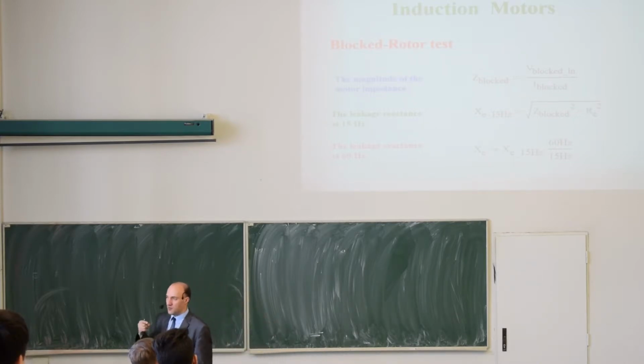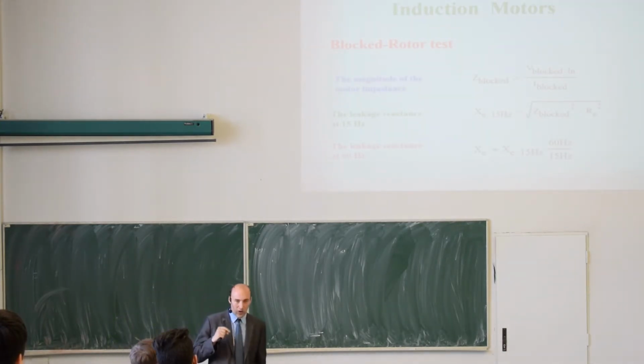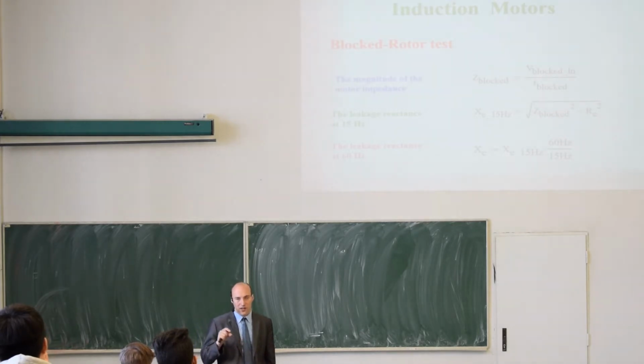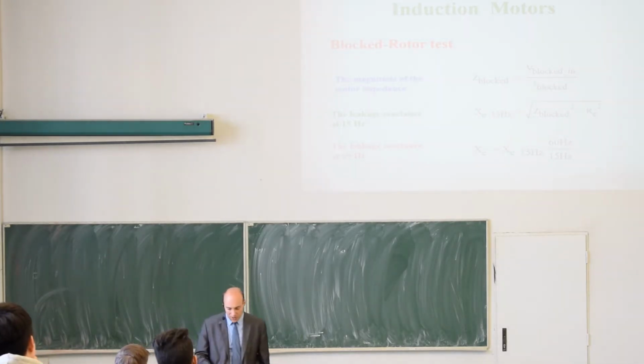Remember that the blocked rotor test was done by decreasing the voltage. So if we want to calculate that for nominal voltage, we can just multiply that by the ratio between the voltage we use and the nominal voltage. This applies for the current. So we can calculate also the current during startup if the rotor would be braked by some load.